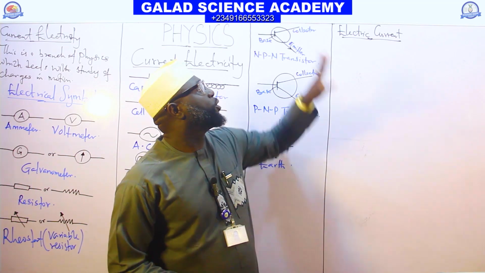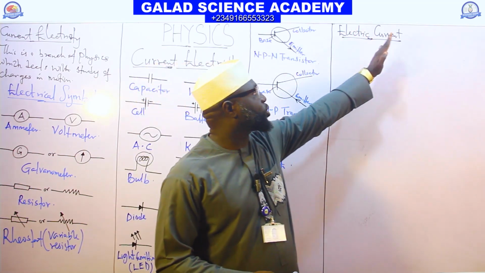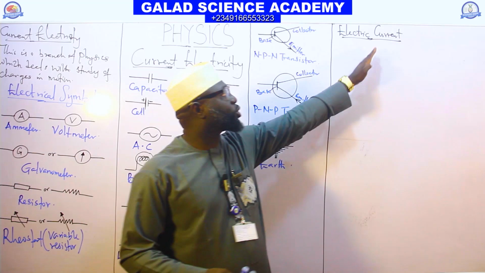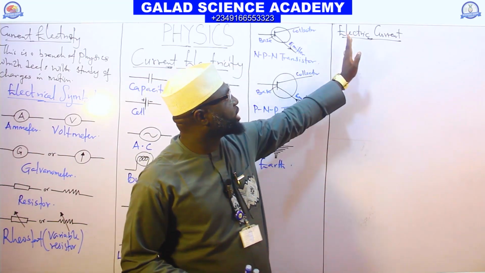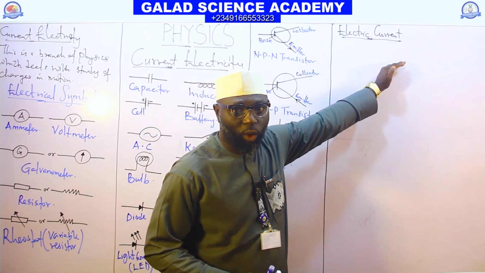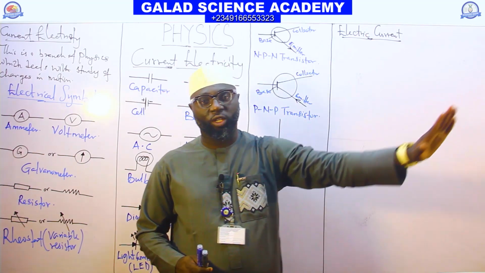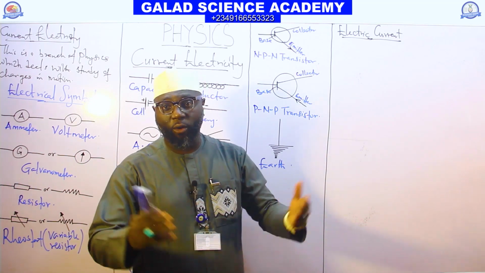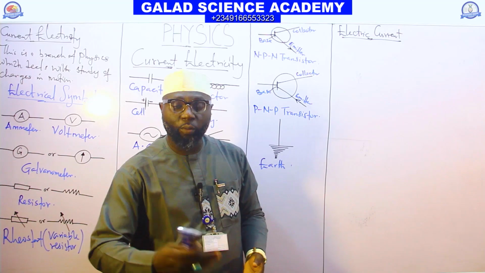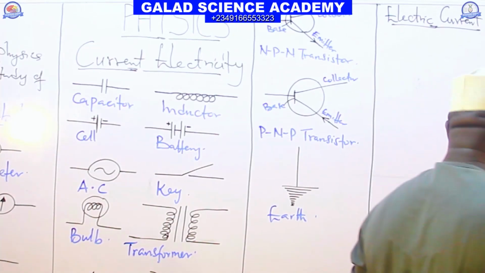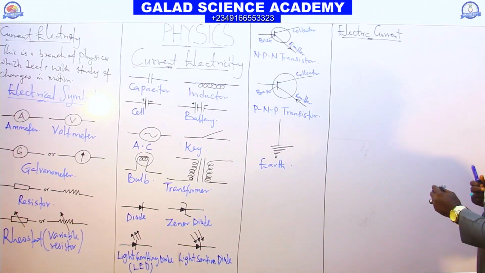But here now, our concern is electric current. As we all know, the word current simply means flowing. So electric current simply means the charge that is in motion. You know, we have water current, we have air current. So electric current means charge in motion.